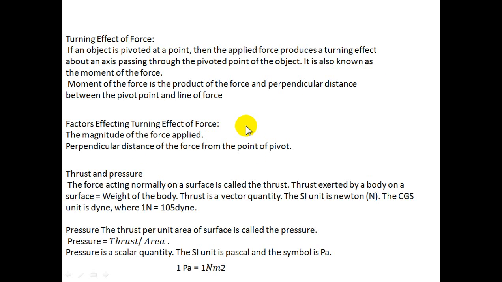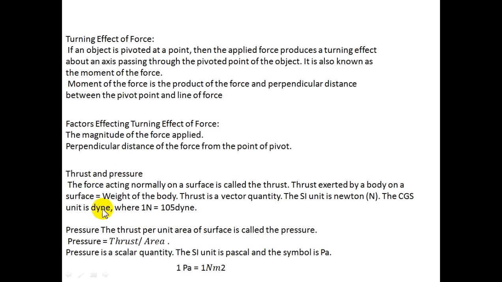Factors affecting the turning effect of the force: the magnitude of the force applied, and the perpendicular distance of the force from the point of pivot. Now what is thrust and pressure? The force acting normally on a surface is called thrust. Thrust exerted by a body on a surface is equal to the weight of the body. Thrust is a vector quantity. The SI unit is Newton and the CGS unit is dyne.